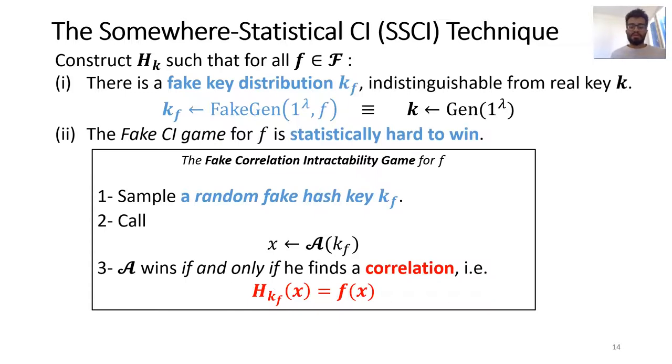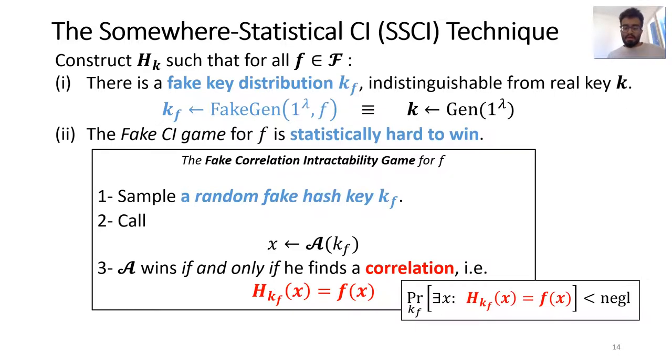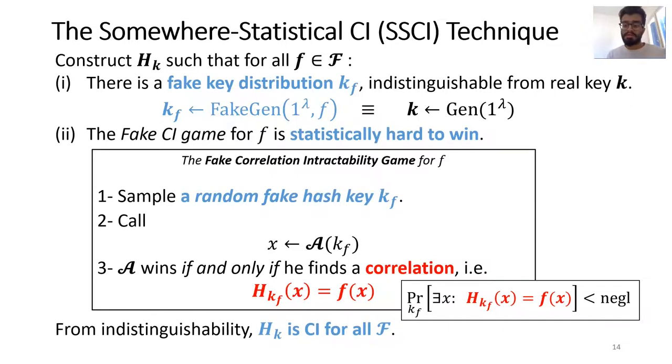So again, we consider the game, which is identical to the game we've seen before, but now rather than sampling a real hash key, we sample a fake hash key using the fake generation algorithm. And what does it mean for the game to be statistically hard to win? It basically means that the probability that there exists a correlation between H under the fake hash key and F is negligible. So assuming we have these two properties, then using a standard indistinguishability argument, we can claim that H is actually correlation intractable for the entire function class calligraphic F.